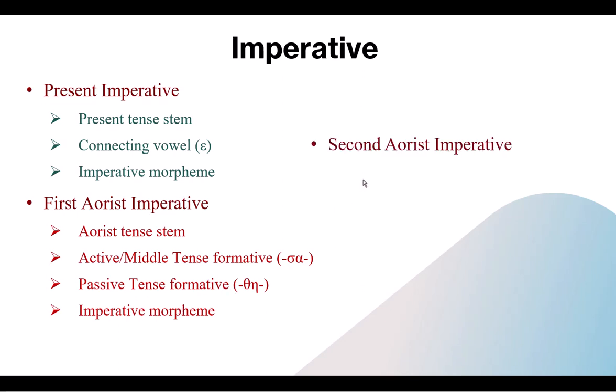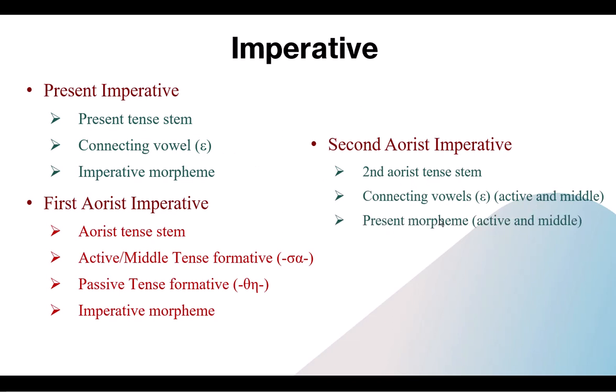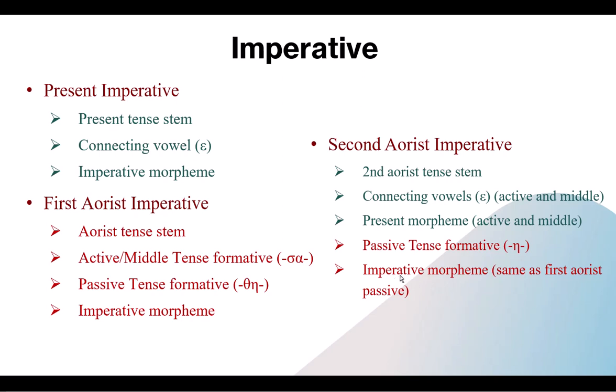Now the second aorist imperative is a little bit of a hybrid. It uses the second aorist tense stem, which differentiates it from the present tense, and then it has the same connecting vowel as the present tense for the active and middle, and it uses the present morpheme for active and middle. When we get to passive, though, it suddenly switches over and looks more like aorist. So the passive tense formative is an eta as opposed to a theta eta, and it uses the imperative morpheme, which is the same as the first aorist passive imperative morpheme.